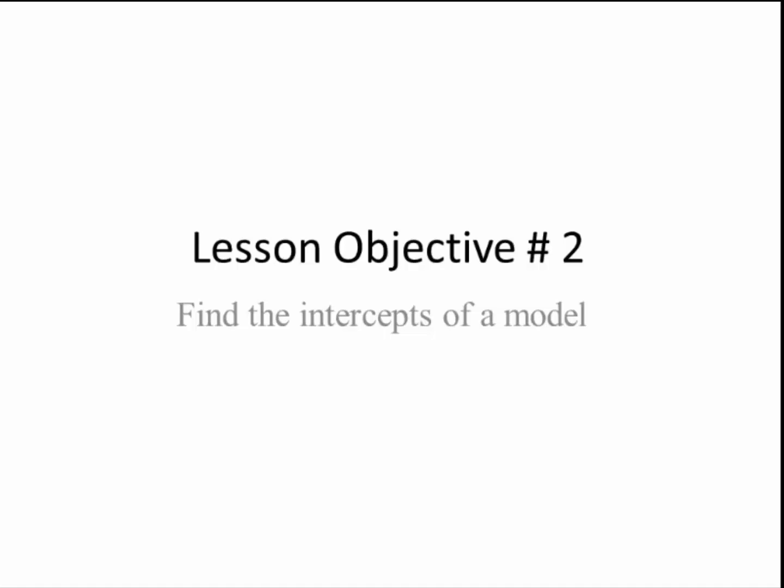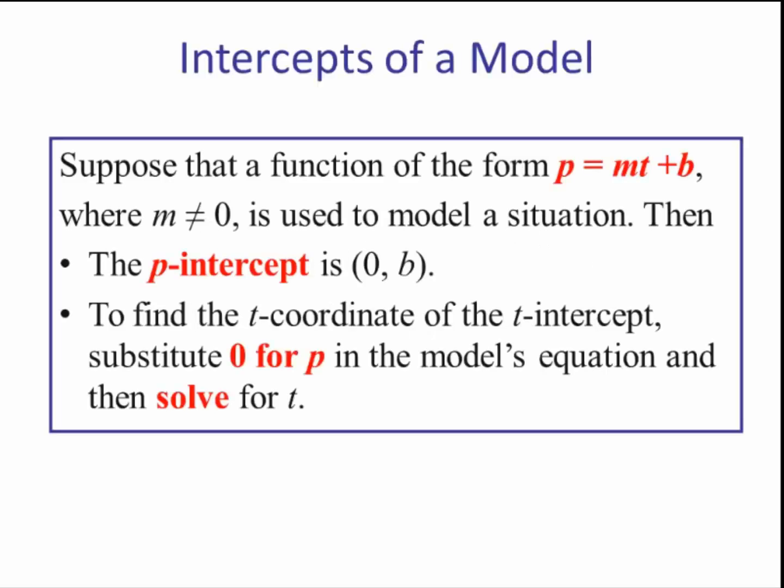Lesson objective. Suppose a function of the form p equals m times t plus b, where m does not equal 0, is used to model a situation. Then the p-intercept is (0, b). To find the t-coordinate of the t-intercept, we substitute 0 for p in the equation and solve for t.